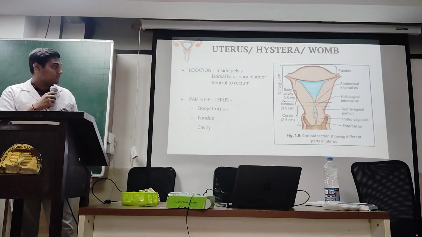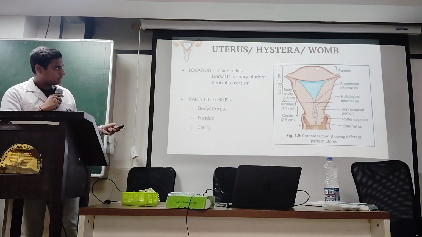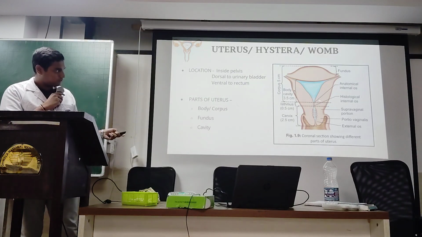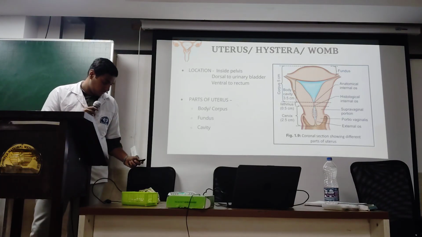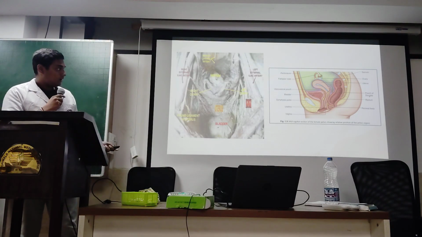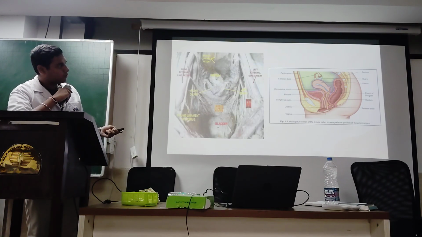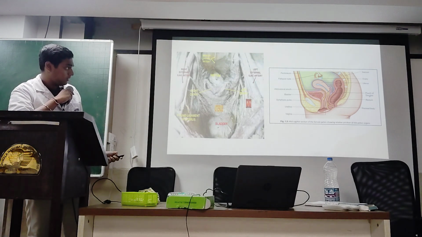Now, talking about the parts, the uterus is divided into the fundus. The upper part is known as the fundus. The body, this part is known as the body, and the inner cavity is known as the uterine cavity. Now, this is a diagram representing the location of the urinary bladder. This is the uterus, this is the urinary bladder, and this is the rectum.